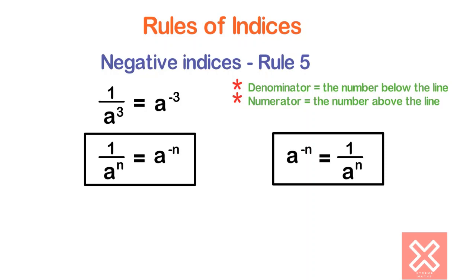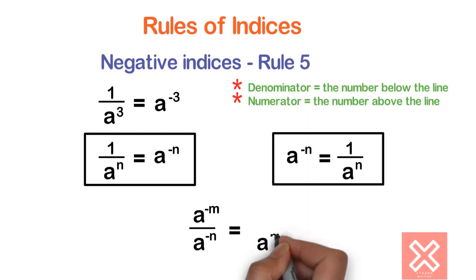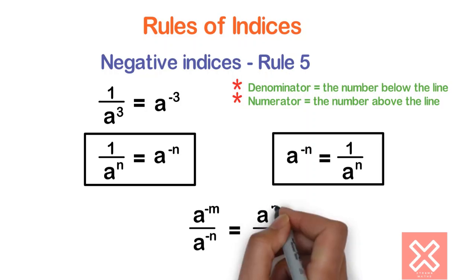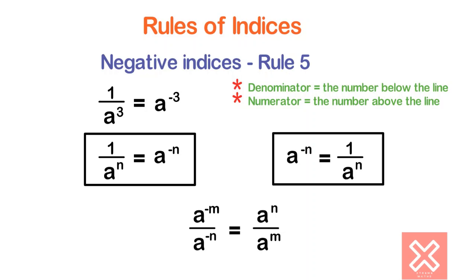We can combine like this: a to the power minus m over a to the power minus n. We can write this with positive indices. So how can we write it? We take this negative index in the numerator, a to the power minus m, below the line. Then it becomes the positive index a to the power m. Now the negative index in the denominator gets moved to the numerator. Then a to the power n. It also becomes a positive index.